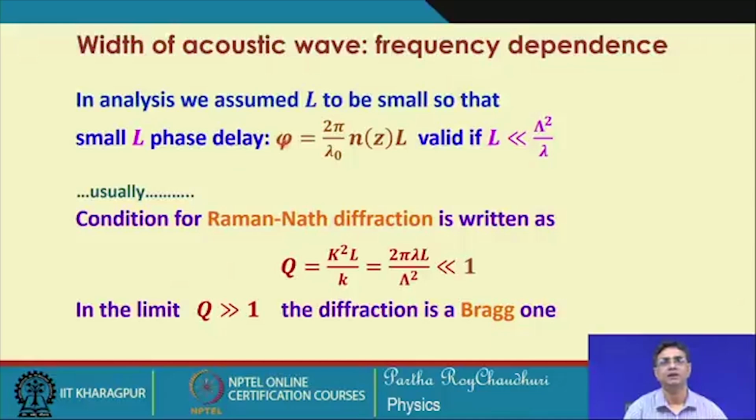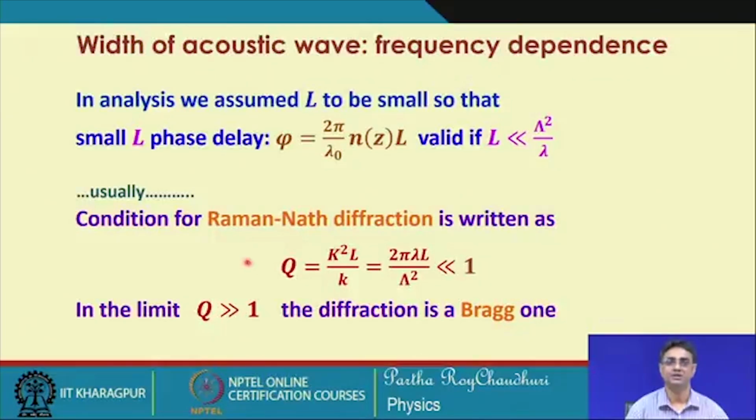So, usually the Raman-Nath diffraction condition in terms of this is also written as a Q number, which is given by K square L by small k, and this K square equal to twice pi by capital lambda square, and small k will also come from here, which will be twice pi by small lambda, and this will give you 4 pi square L lambda by capital lambda square. So, effectively you get this, and this quantity will be much less than 1, and so that Q less than 1 will correspond to Raman-Nath diffraction.